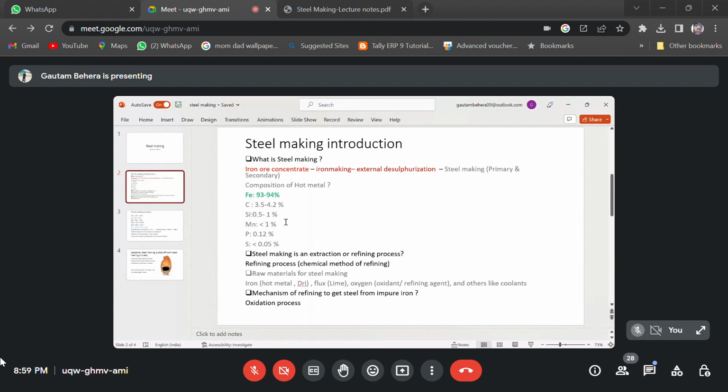But you have to remember, you cannot remove 100% of the carbon, 100% of silicon, 100% of manganese, 100% of phosphorus and sulfur. It's very difficult to remove 100%. So during the steel making process, our aim is to remove these impurities from the iron as much as we can, or as much as we want, depending upon our requirement also, right?